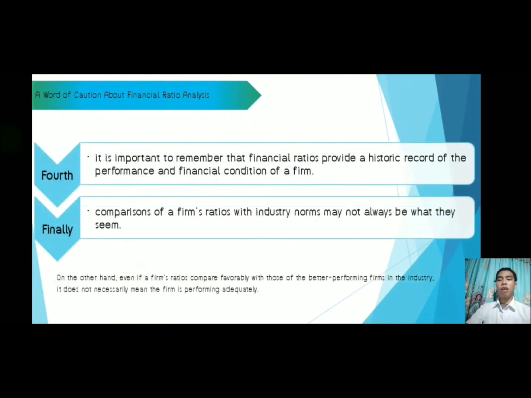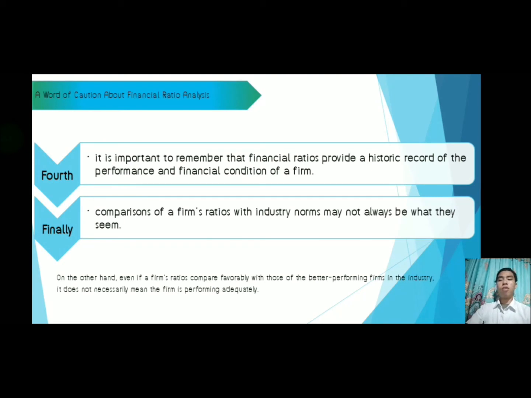Then the fourth one is it is important to remember that financial ratios provide a historic record of the performance and financial condition of the firm. Further analysis is required before this historic record can be used as a basis for future projections.